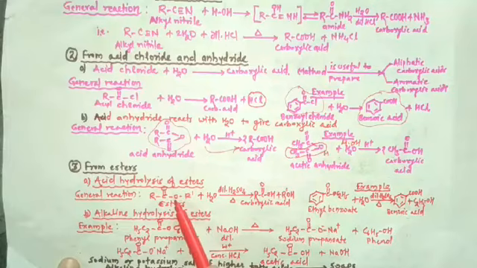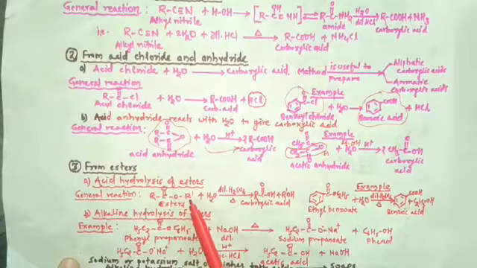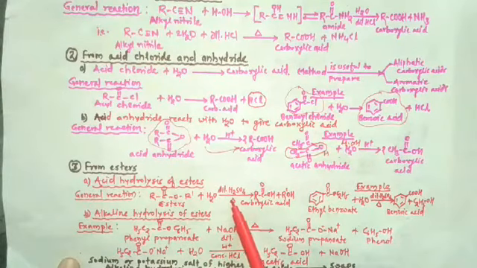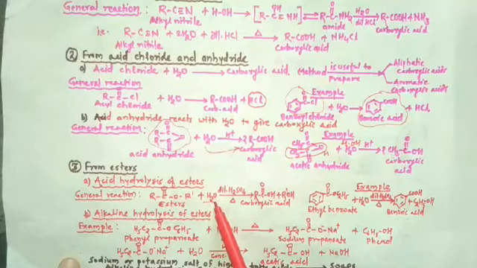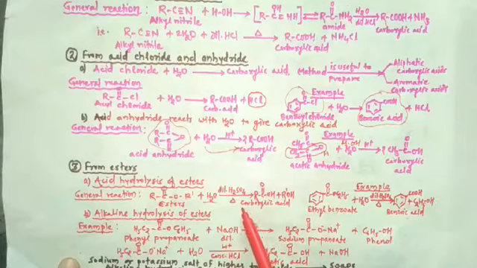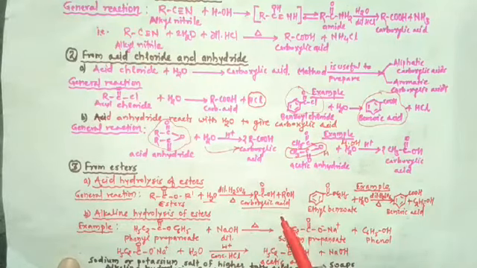When ester, that has the general formula RC double bond O, OR dash, or R here, is heated with mineral acid like dilute HCl or dilute H2SO4, it undergoes hydrolysis. Ester undergoes hydrolysis and it produces the corresponding carboxylic acid.